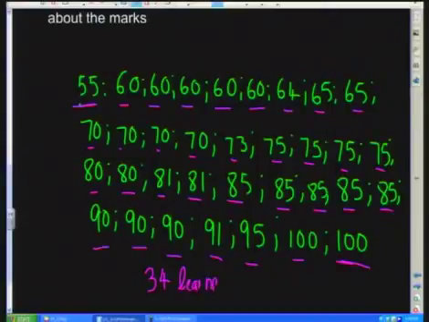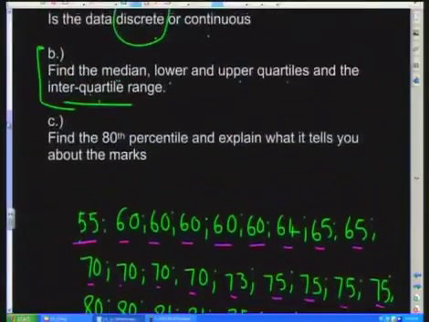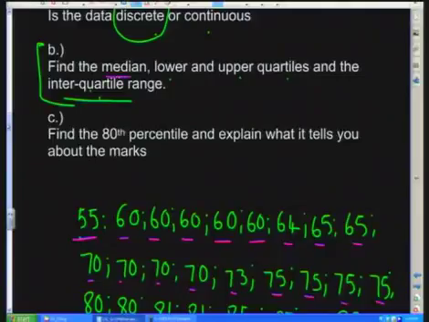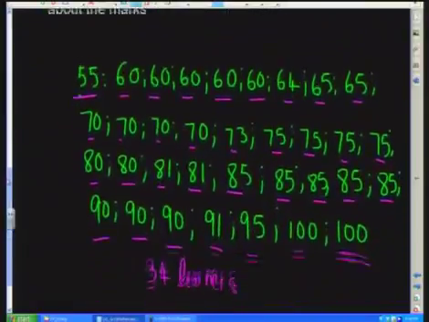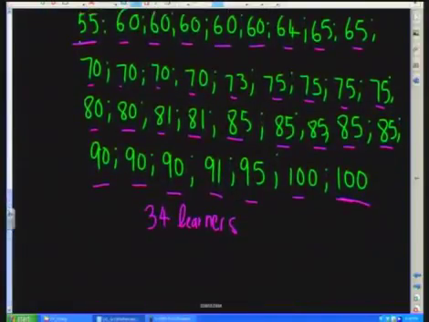Okay. Now that the data is ordered, let's look at the first part of the question. They say, find the median. Now remember, your median is the middle, exactly in the middle of all the data. We're dealing with an even number of points. There are 34 learners.